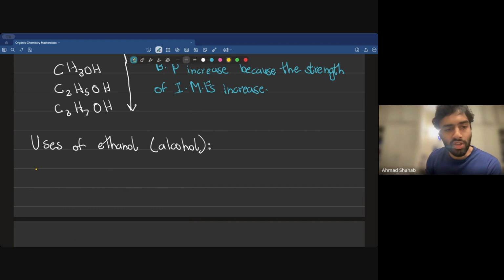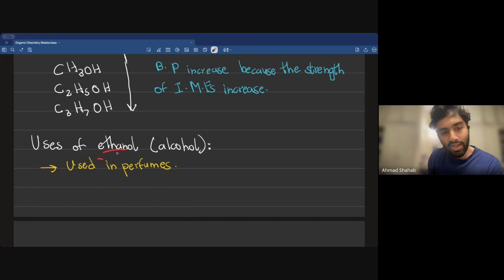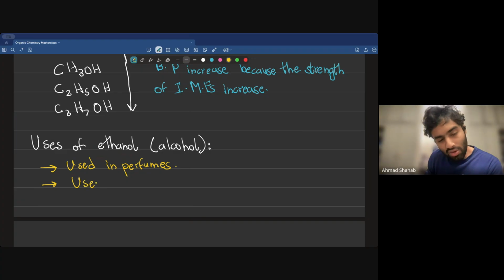A very important use case is that it is used in perfumes, right? You have these alcoholic perfumes that smell so nice. They all have ethanol as a common ingredient. Ethanol is also used as a solvent.